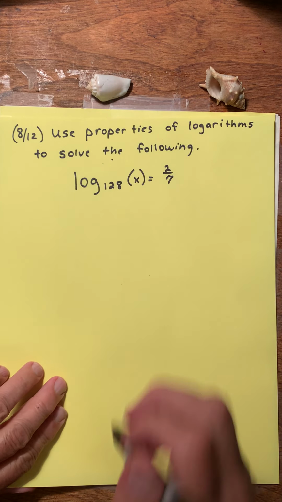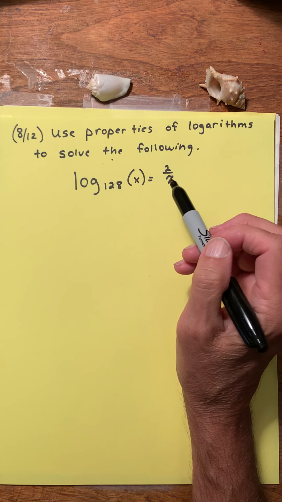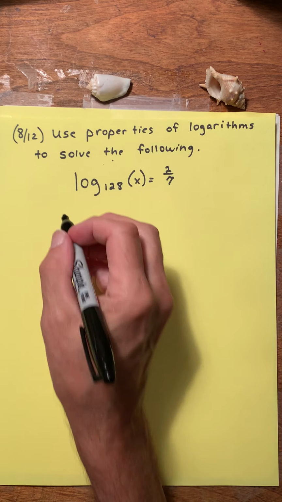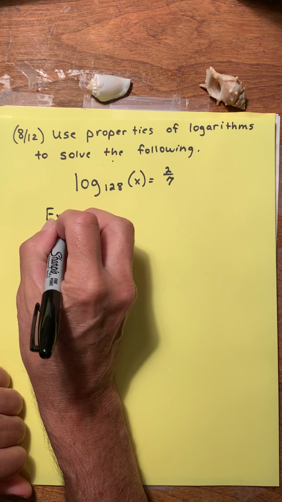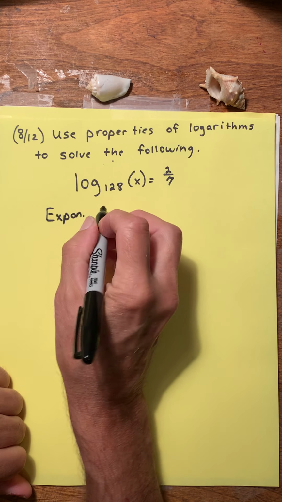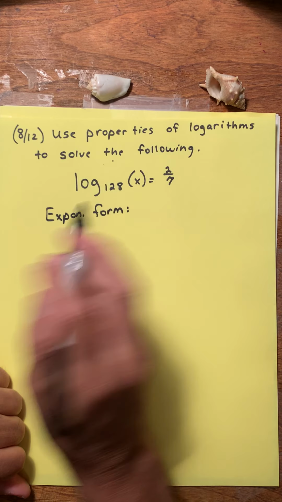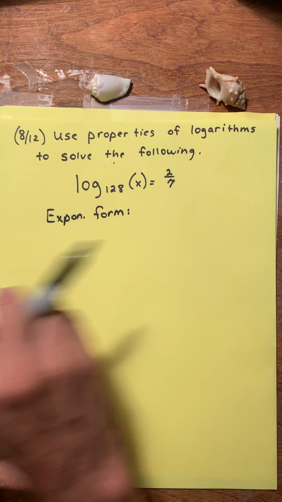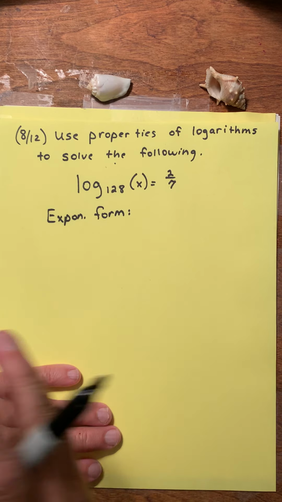All right, use properties of logarithms to solve the following. Log base, this is confusing. Let's re-express it, put it in exponential form. Now this is basically the skill step that is going to allow you to move from this to a more convenient form. What to what power equals what?